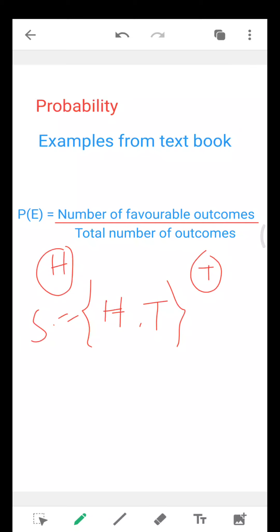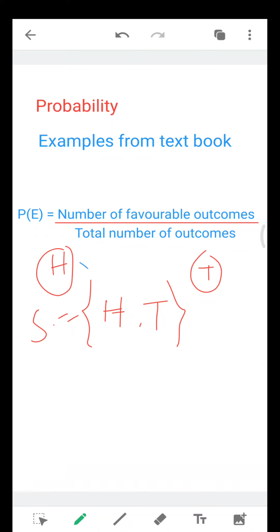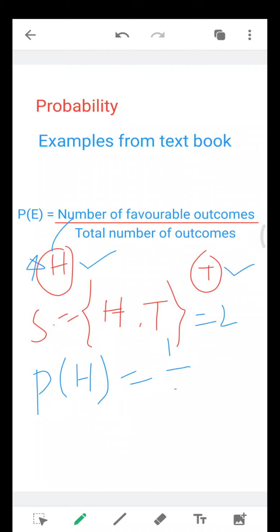Suppose you were tossing a coin for a game and you selected heads and your friend selected tails. What is the probability of you winning the toss? Probability of heads. Number of favorable outcomes, you can see the formula here. Your favorable is heads, you wanted heads. It is how many times? One time. And total number of outcomes are how many here? 2. So 1 by 2.